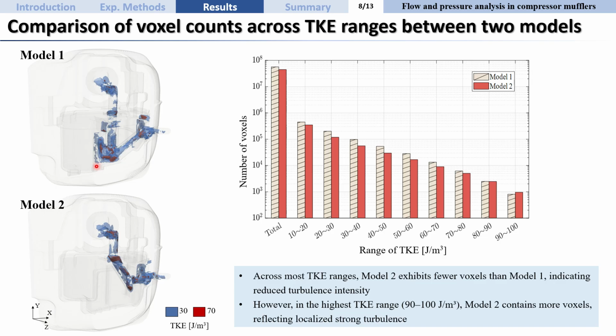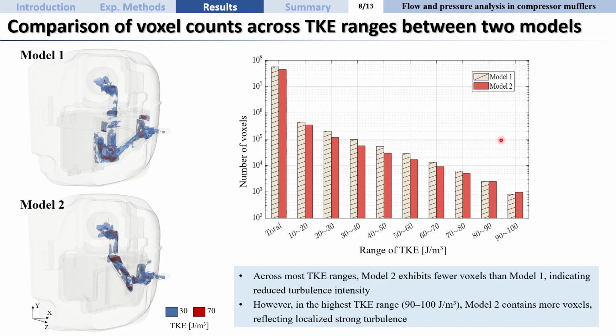recirculation we identified earlier. In contrast, Model 2 has three other distinct high TK regions. These are located at the passage entrance, caused by the backflow, within the inclined passage, caused by flow separation, and at the final 90-degree band.